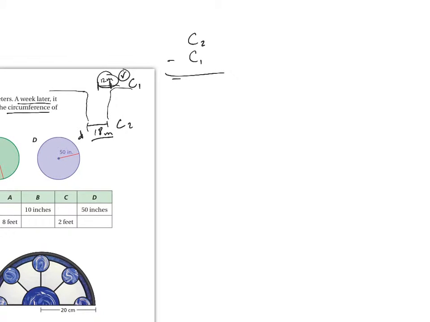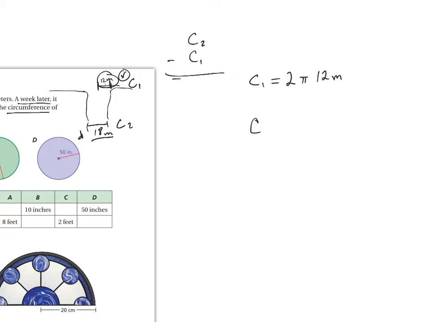We got circumference 1. The formula is 2, because we're talking about radius, remember? So we have to multiply it by 2 to get our diameter. 2 pi, and my radius is 12m. Make sure you hang on to that meters all the way through your solution.